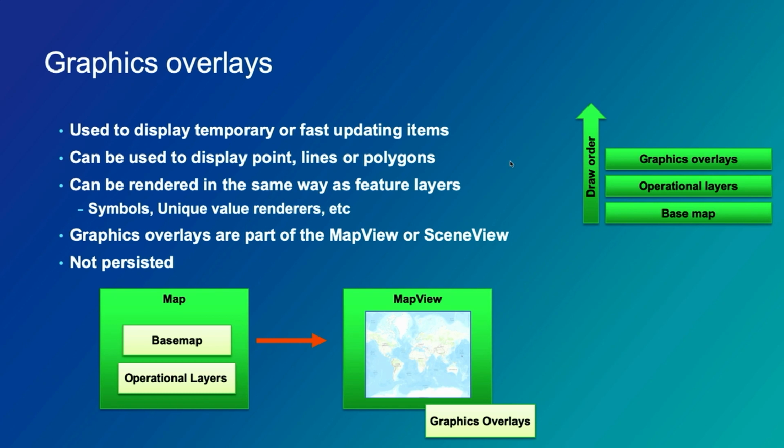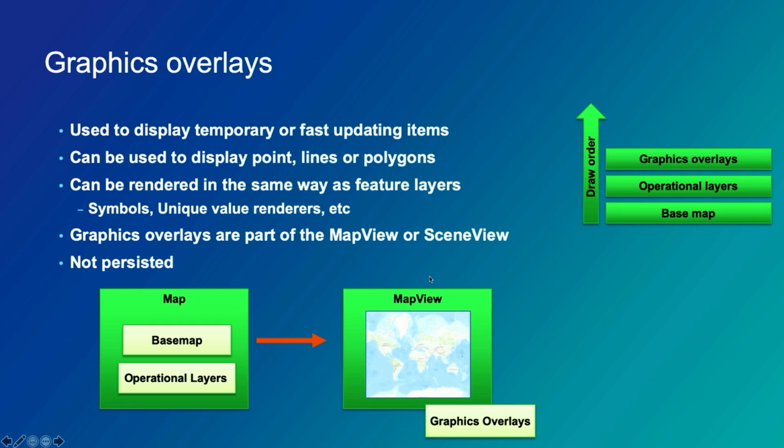So graphics overlays, very much like feature layers, can display points, lines, and polygons, and they're rendered in exactly the same way as feature layers. So the symbols and the renderers that you're familiar with can all be used in the graphics overlay. One thing worth noting here is that the graphics overlays are part of the map view or the scene view. And the reason for this is they're not persisted. Graphics are entirely your responsibility as a developer because they're stored in memory. So when you close your application down and restart it, you need to put your graphics overlays and your graphics back that you want to display. So they're not persisted inside the map or the scene classes.